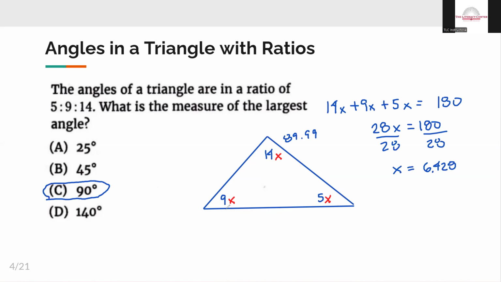We could check these others. 5 times 6.428, that's about 32. And 9 times 6.428, that's about 58. And that's how we can find out the angles inside of a triangle when we are given a ratio. Now, this may not look like a traditional ratio to you because of the 2 sets of colons, but that just is a 3-part ratio.